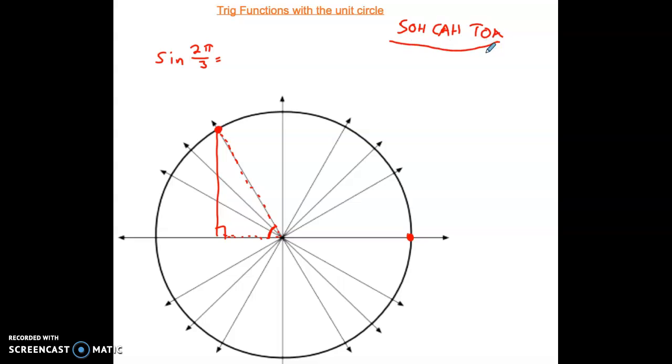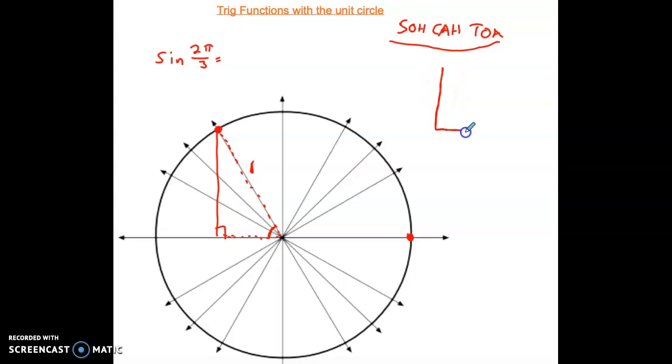When we deal with these trig functions, the sine is the opposite over hypotenuse. The hypotenuse is always 1. It's the radius of the circle. It's a unit circle, so it's got a radius of 1. Now, with a hypotenuse of 1, this is where these 30, 60, 90 ratios and the 45, 45, 90 ratios come into play. You need to know those triangles.